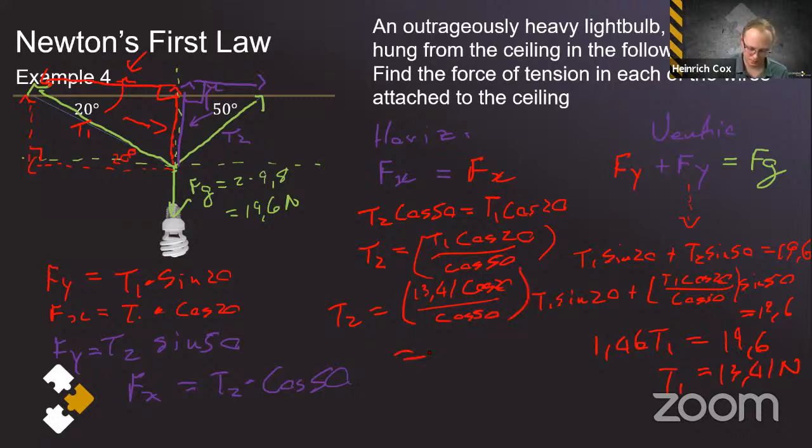Right. 13.41 times cos of 20 over cos of 50. And so we get an answer of 19.61 newtons.